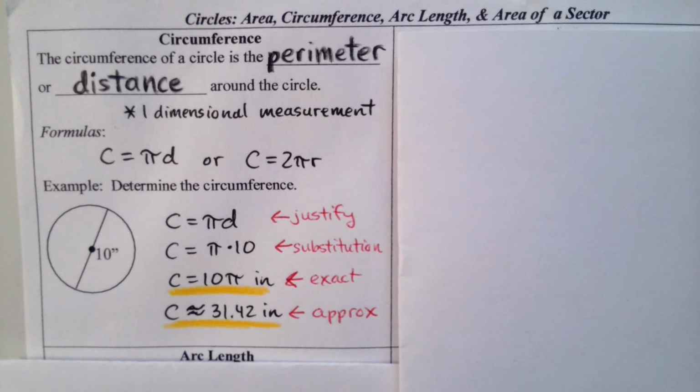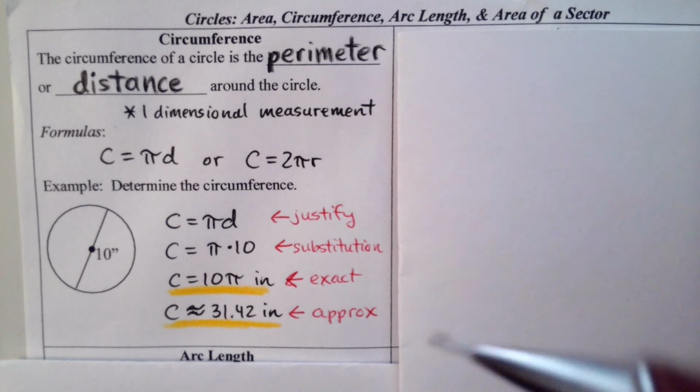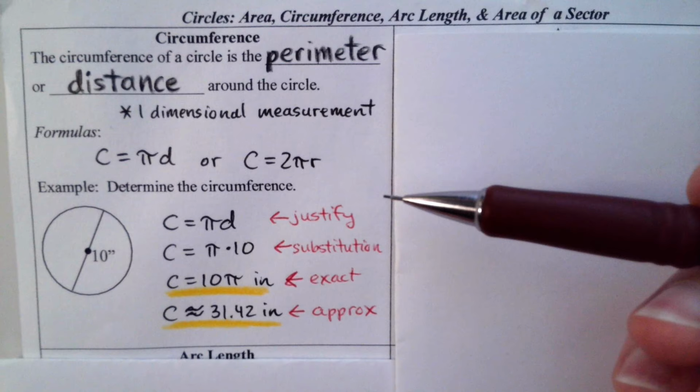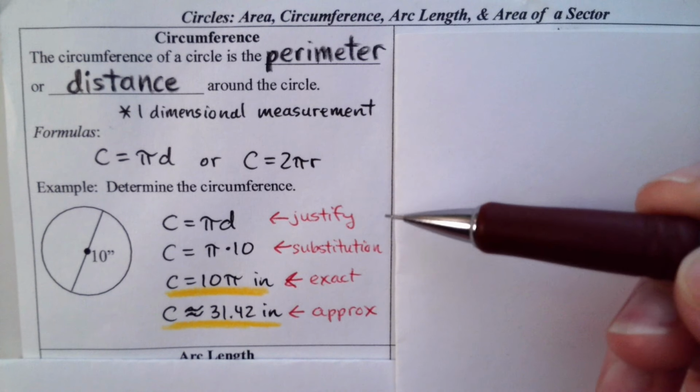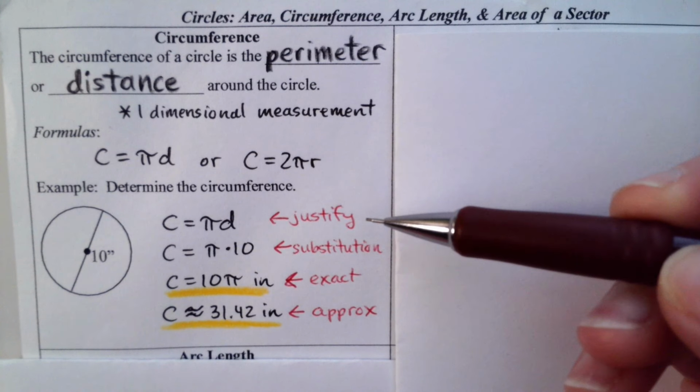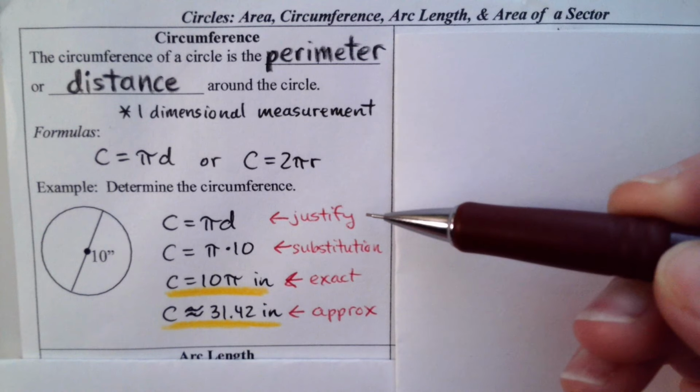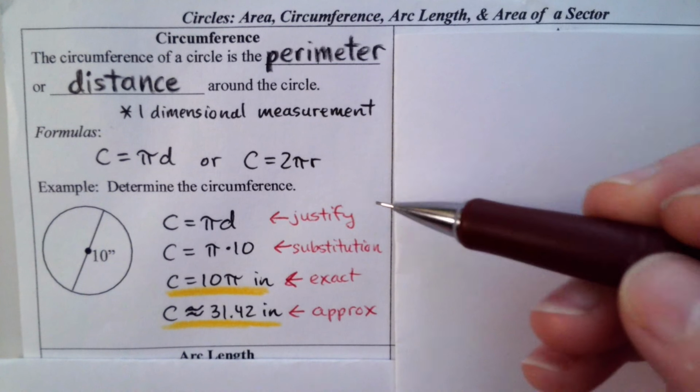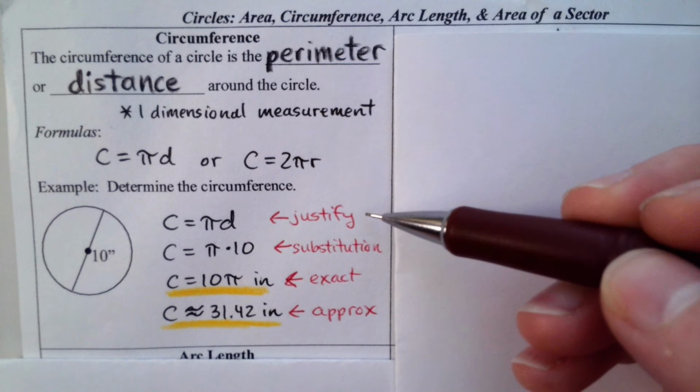Now there are two ways you can write the formula. Circumference is pi times diameter, or circumference is 2 pi r. In this example here, let's determine the circumference. Okay, you must show 4 steps. First step, write down the formula that you will use. So in this case, because we're given the diameter, we're going to write c equals pi times d.